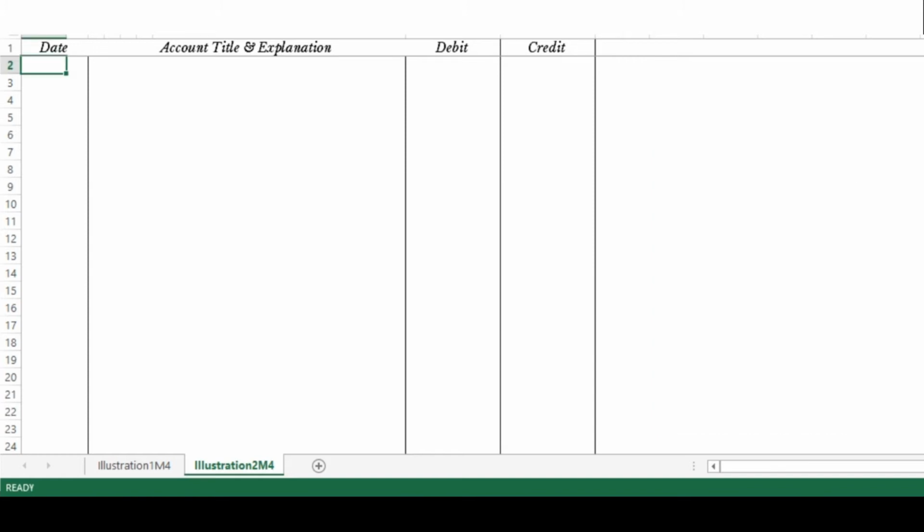So syempre on date of declaration, which is on April 1, 2020, we will debit retained earnings for 80,000. Of course, we will credit scrip dividends payable at the same amount of 80,000.